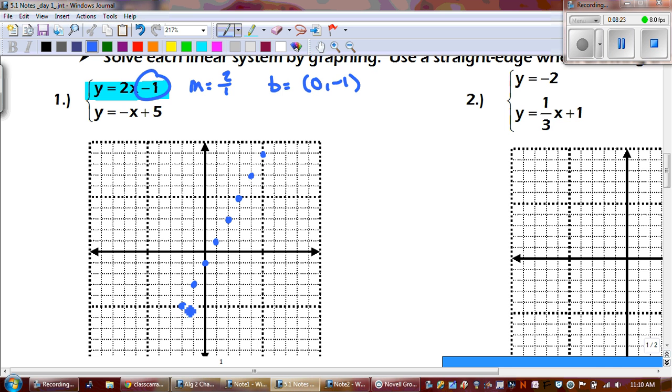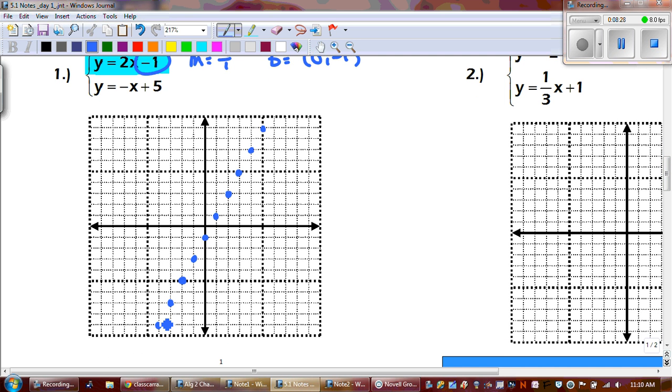And since I don't know where they're going to intersect, I'm going to do the whole graph, okay? And then I'm going to use my straight edge to draw my line. And there we go. Okay, so now I'm going to start my other line.